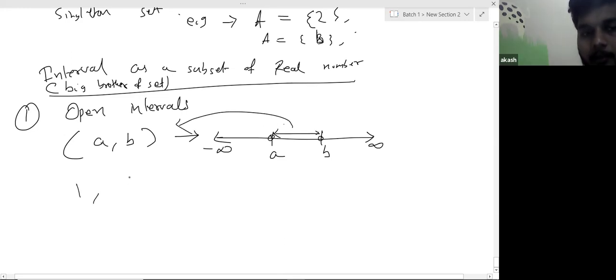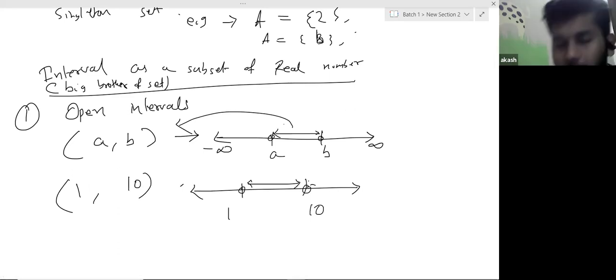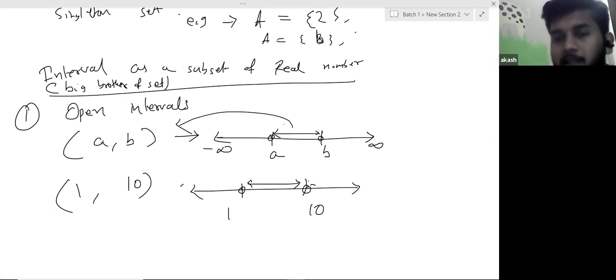If I write 1 to 10 open brackets, that means 1 and 10. All the numbers in between without 1 and 10. 1 and 10 are not included in this, but after 1.000000001 and before 10, 9.9999999, all the numbers, rational, irrational, everything is included between this, all the real numbers. Clear?